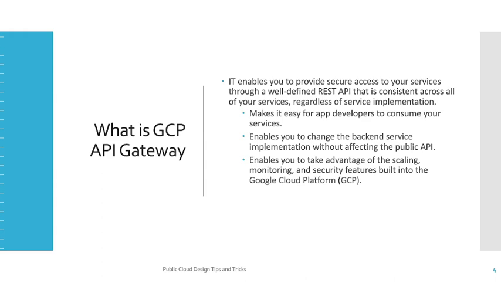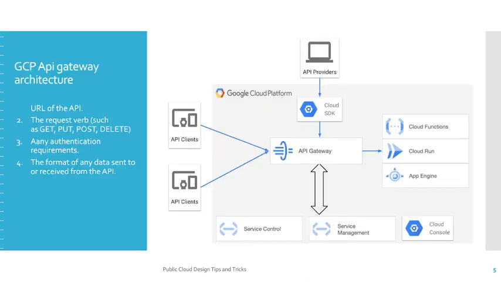It makes it easy for app developers to consume your services, enables you to change the backend service implementation without affecting the public APIs, and it also enables you to take advantage of scaling, monitoring and security features built into the Google Cloud platform. If you want to understand what is the definition of API, then I would recommend please go through the previous video where we have explained what is an API and what exactly API stands for.